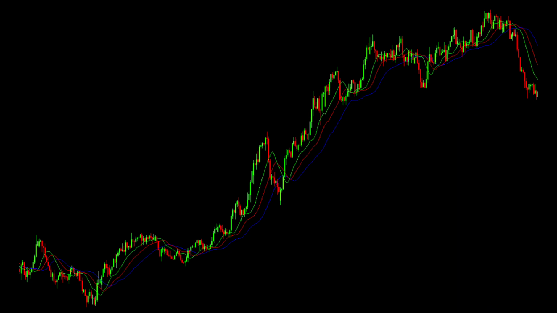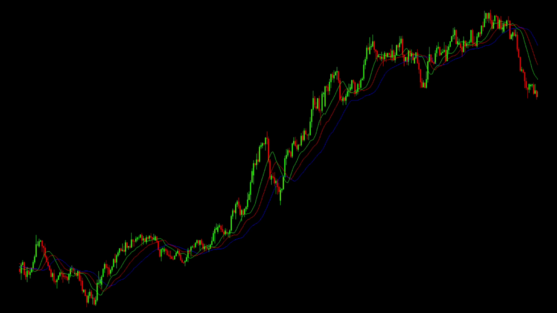Indicator numbers. The next thing is to check out the numbers in the indicator. The default periods for the jaw, teeth, and lips are 13, 8, and 5. The other important values to check are the shifts. The default shifts for the jaws, teeth, and lips are 8, 5, and 3. In simple terms, these shifts are the number of periods the lines are moved into the future.